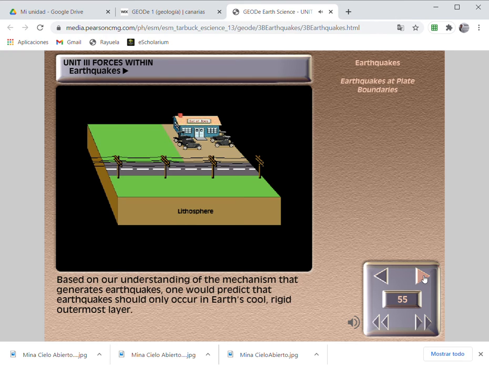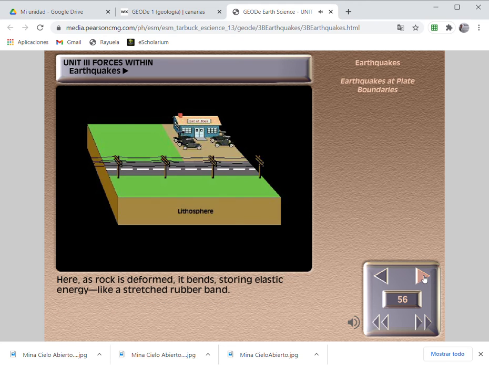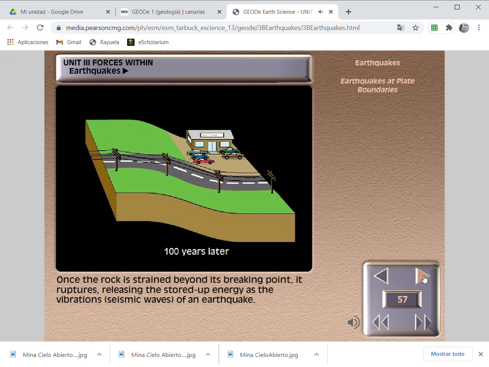Based on our understanding of the mechanism that generates earthquakes, one would predict that earthquakes should only occur in Earth's cool, rigid, outermost layer. Here, as rock is deformed, it bends, storing elastic energy like a stretched rubber band. Once the rock is strained beyond its breaking point, it ruptures, releasing the stored up energy as the vibrations of an earthquake.